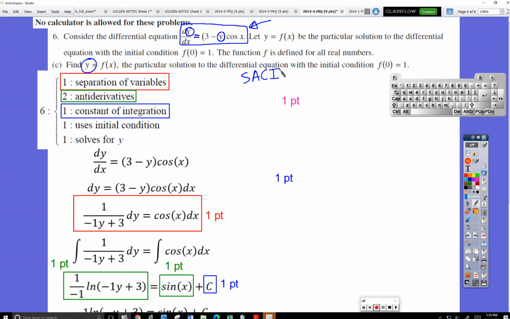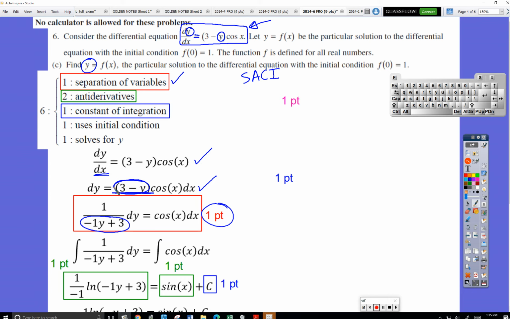So I write down the equation. First step, you need to separate the variables. So I multiply the dx across, that gets me to here. I'm going to divide both sides by 3 minus y. That gets me to here, that's 1 point. I changed the order here to make using the antiderivative rules easier. 3 subtract y is the same thing as minus y plus 3. So that gets me 1 point.